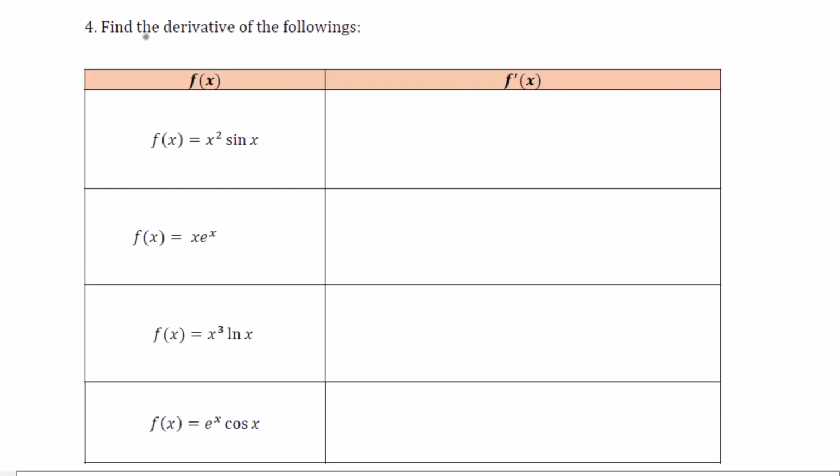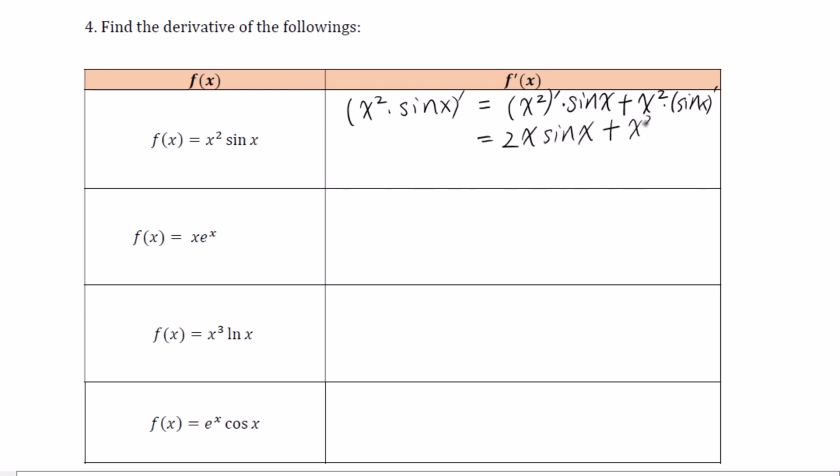Guided practice 4. Find the derivative of the following. f of x equals x squared times sin x. We are looking for f prime of x. The first function's derivative times the second function. Then we switch the derivative: x squared times (sin x) prime. That equals 2x sin x plus x squared times cosine x.